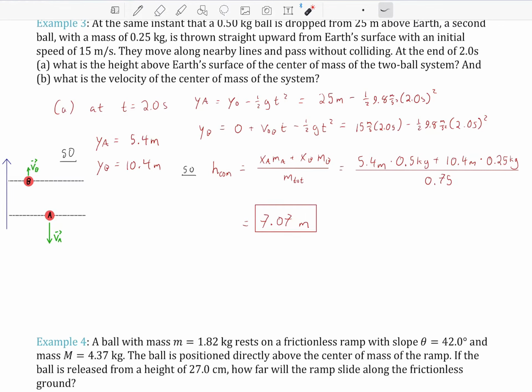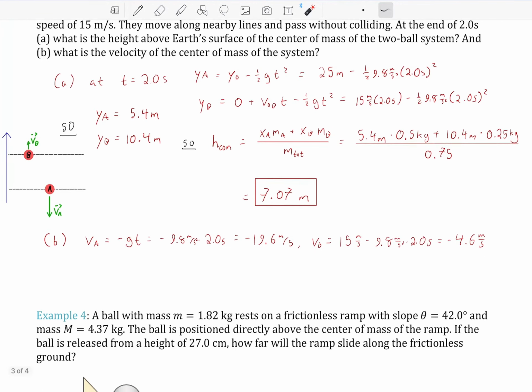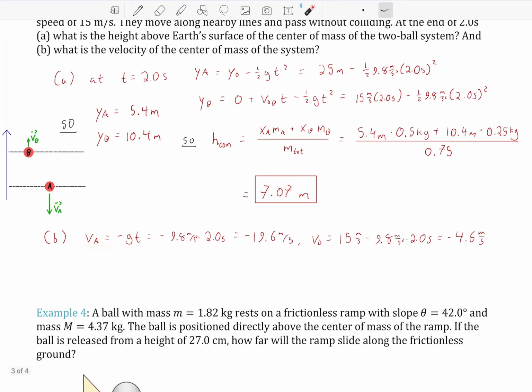But that center of mass does not remain constant in this case because there definitely are external forces here, gravity. And so that means that the velocity of the center of mass will be non-zero, and let's see what it is. We can find the velocity of A, which is simply going to be, at this particular moment in time, 19.6 meters per second. That's the one that's almost on the ground, which is why it's sped up quite a bit. And the velocity of B is much slower because, again, it's reaching its maximum height and has a velocity of negative 4.6.